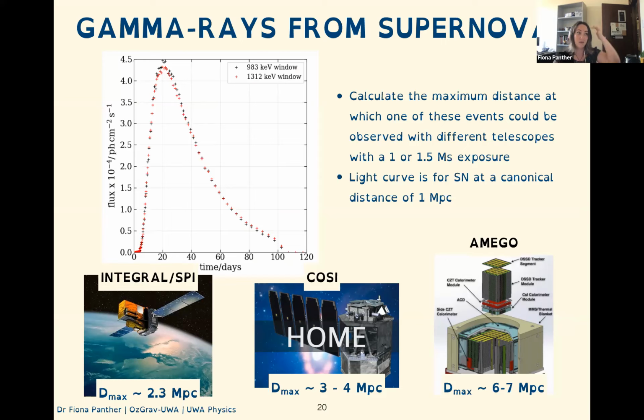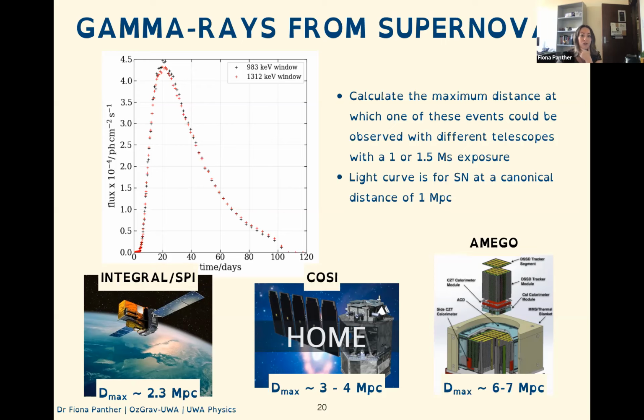I'm not going to labor the point, just to say that that's optimal. And this light curve here is at a canonical distance of 1 megaparsec. So basically what we do here is we say, what's the 3 sigma limit for these telescopes? How far away can you move this supernova and still detect it at 3 sigma? For a telescope like INTEGRAL, you've got to be relatively close by, only 2.3 megaparsecs. So it's got to go off in the local neighborhood.